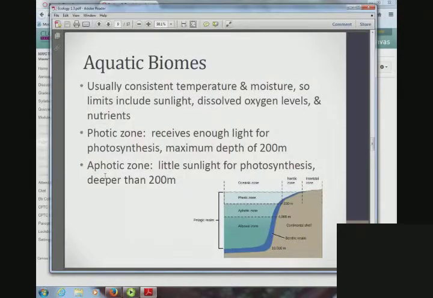With the aquatic biomes, these are usually going to have consistent temperature and moisture levels, so the limits will include sunlight, the dissolved oxygen levels, and the nutrients. We can have two main zones. The photic zone is going to receive enough light for photosynthesis to occur. This can go down to a maximum depth of about 200 meters. In the aphotic zone, there's little sunlight for photosynthesis. This is deeper than 200 meters.